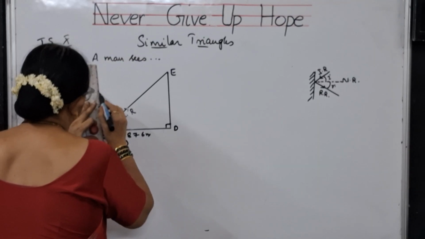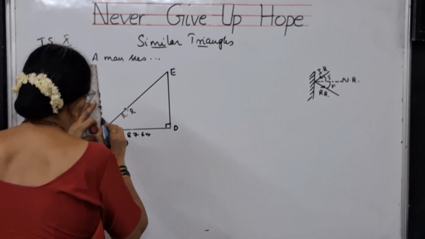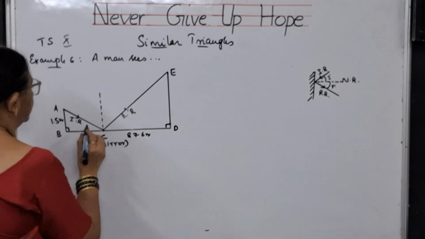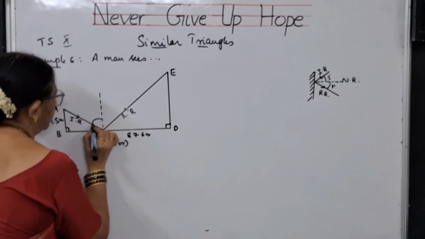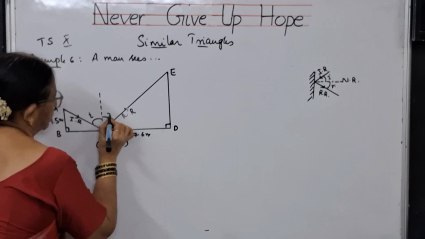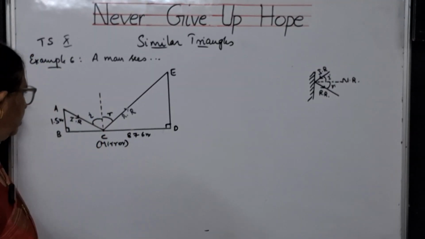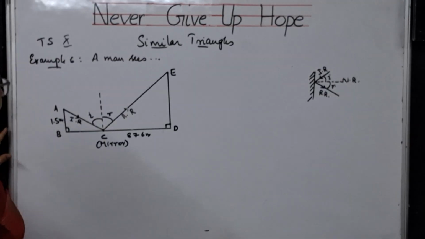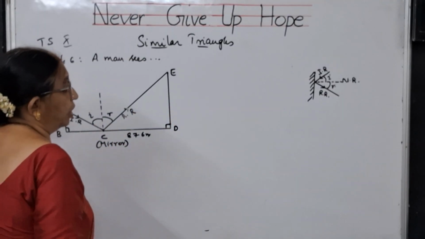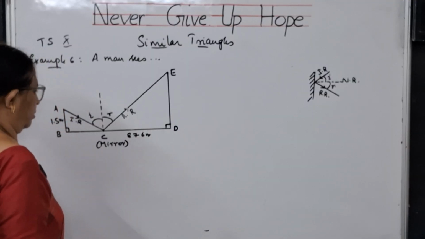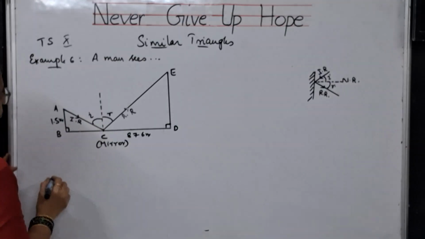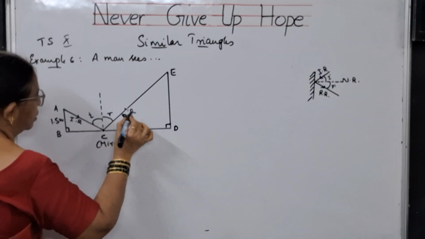So this is a normal ray. Because of this normal ray, this becomes the angle of incidence and this becomes the angle of reflection. We know that these two are equal according to the law of reflection. So with that knowledge we are going to proceed. So this is a reflected ray.